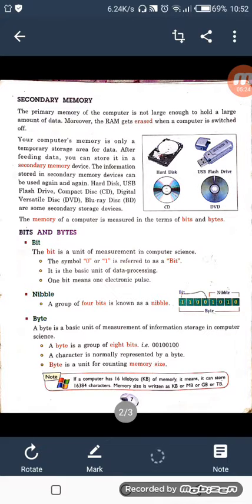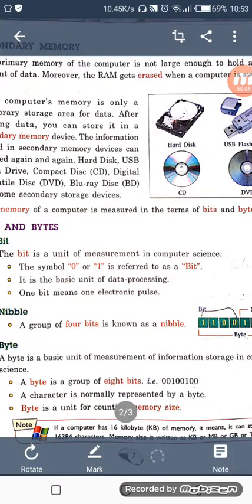We have to connect these memory devices by using USB slots and CD DVD slots. Moreover, the RAM gets erased when a computer is switched off. We know that RAM is temporary memory and all the data will be erased if the power is off. So I will show you. I have two devices with me. One is a CD and the other one is a pen drive. I will show you how they look.